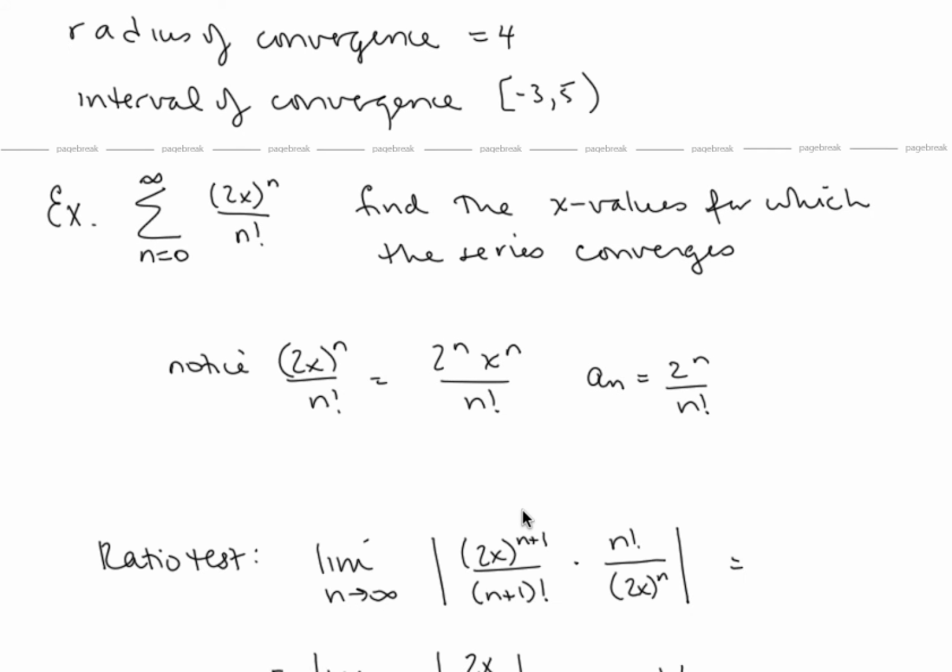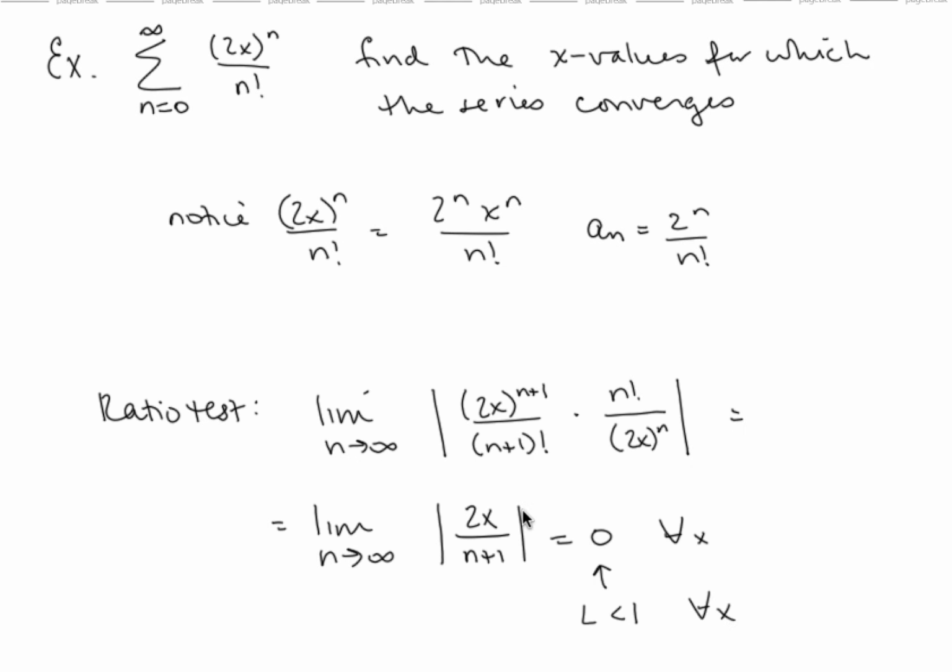Let's take a look at this example. Find the x values for which the series converges. We're given (2x) to the n over n factorial. The first thing I want to point out here is that (2x) to the n can be written as 2 to the n times x to the n. So in fact, this is a power series, and a sub n, our coefficient of x to the n, is 2 to the n over n factorial. We don't have to make this separation, but I just wanted to point out how we can recognize this as a power series.